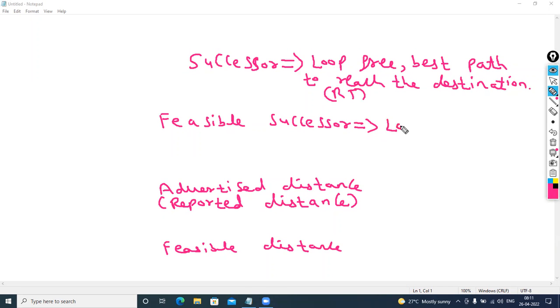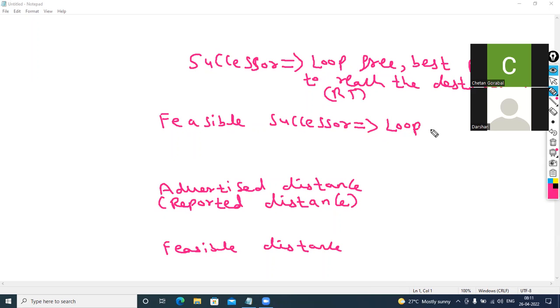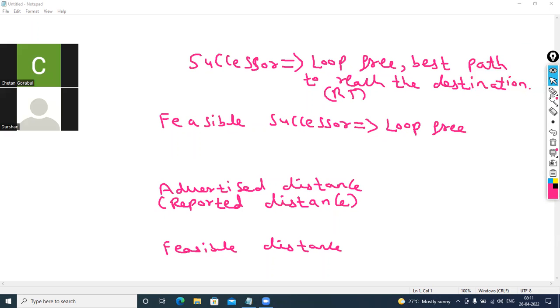It is also a loop free path. Yes. If the primary went down, then it will go to the backup, second, but it is also loop free. We call it the second best path or backup path to reach the destination.